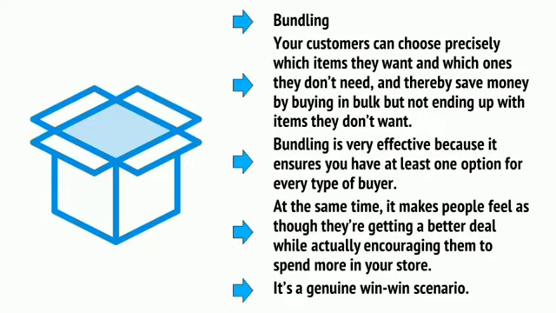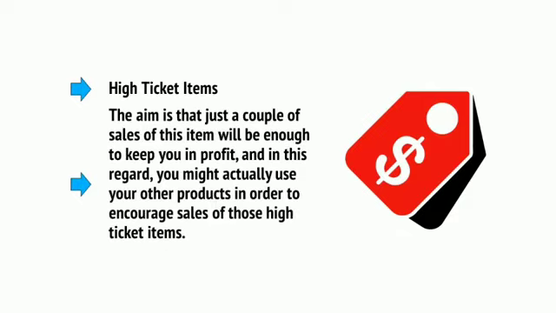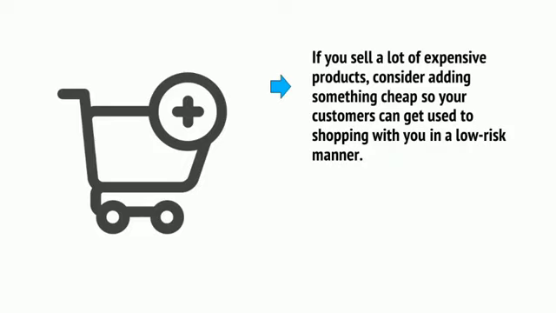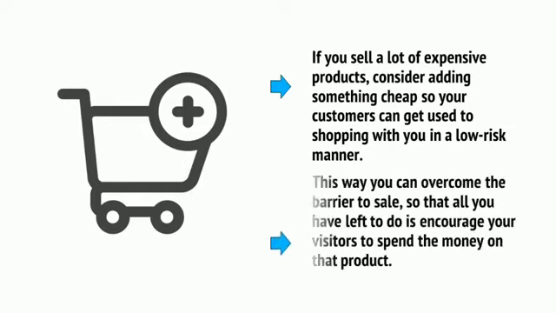When pricing your products, you might decide to include a high ticket item that will land you a large amount of profit per sale. The aim is that just a couple of sales of this item will be enough to keep you in profit. And in this regard, you might actually use your other products in order to encourage sales of those high ticket items. For example, if you sell a lot of expensive products, consider adding something cheap so your customers can get used to shopping with you in a low risk manner. This way, you can overcome the barrier to sale so that all you have left to do is encourage your visitors to spend the money on that product.